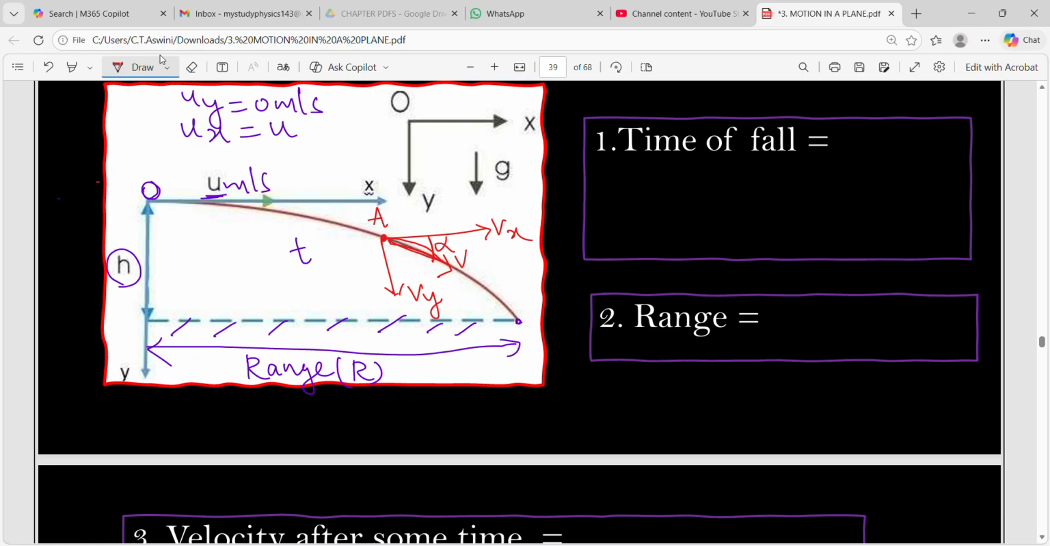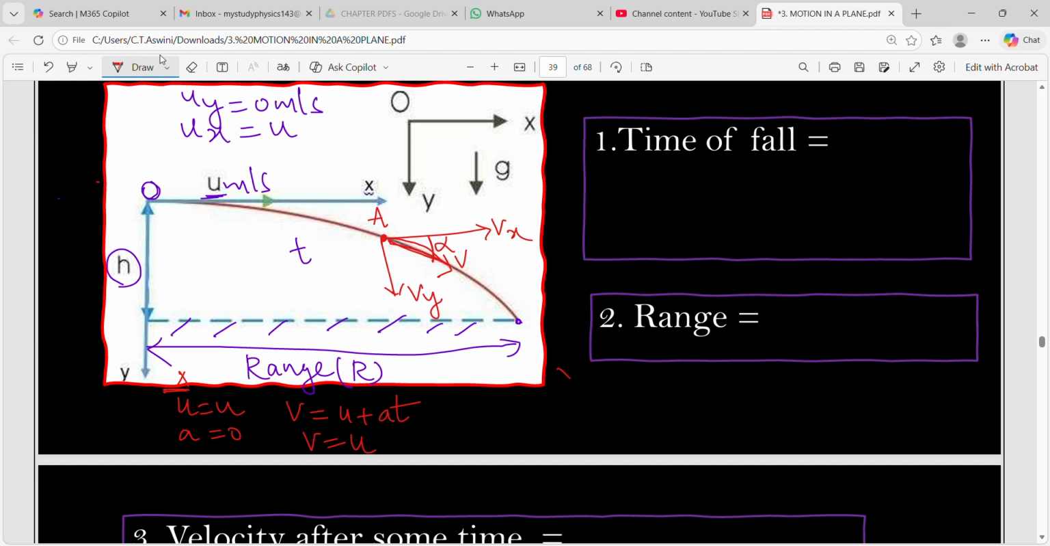Now what is this vx? How do we find it? Take the x direction. Initial velocity is u. Along x, acceleration is 0. So how will you find the final velocity? Apply the formula v equals u plus at. So what will you get? v is equal to u only, because acceleration is 0.